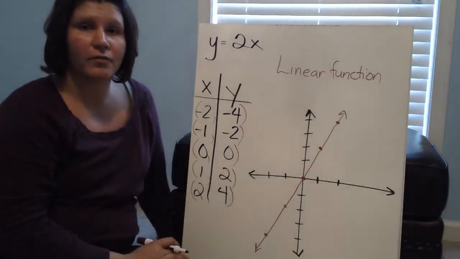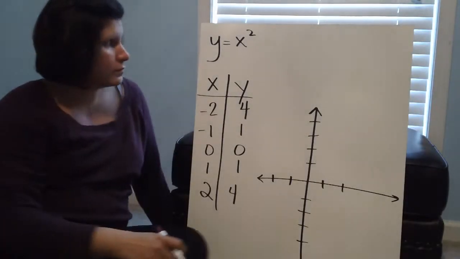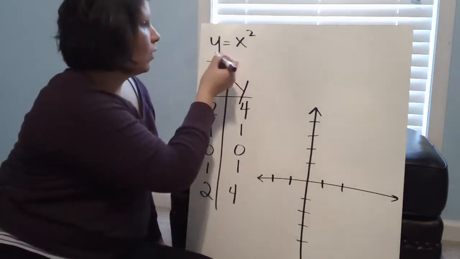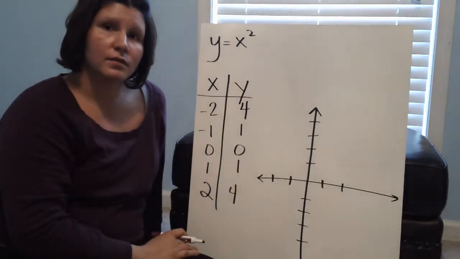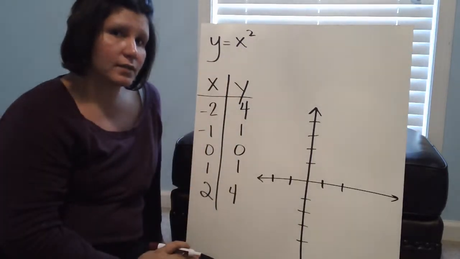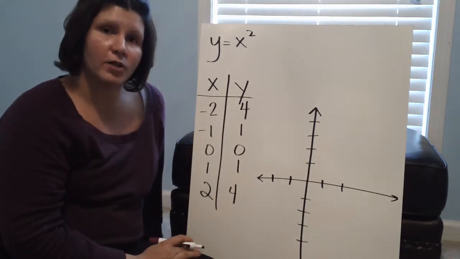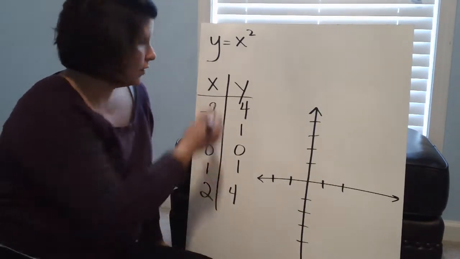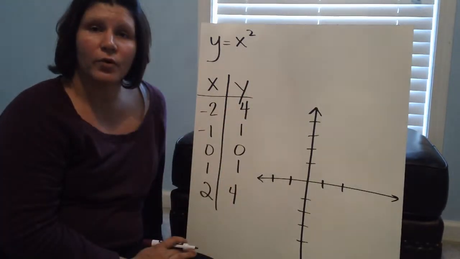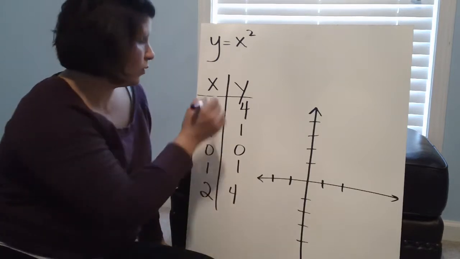Let's take a look at another function. Here we have the function represented in equation form, y equals x squared. This means the output is equal to the input squared. Take a look, I have our second representation of our function, the xy table. For these given x's, we've evaluated and come up with our y value. Let's go ahead and graph our xy coordinate points.